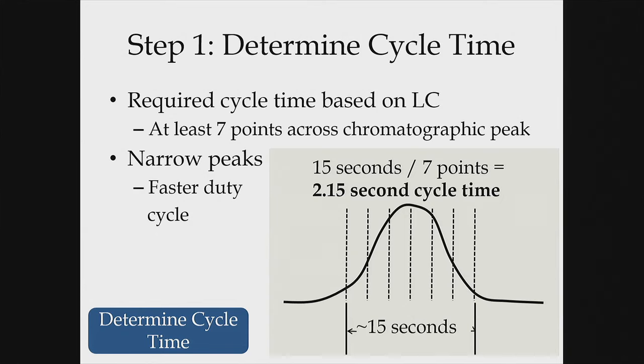So as I've said before, on determining the cycle time, it's based on the width of your LC peak. So with narrow peaks, you're going to need a faster duty cycle. So let's say in this case, I'm going to run under the assumption that I have 15-second wide peaks, and I would like to get at least 7 points across each one. So that means I need to sample the peak at least every 2.15 seconds.